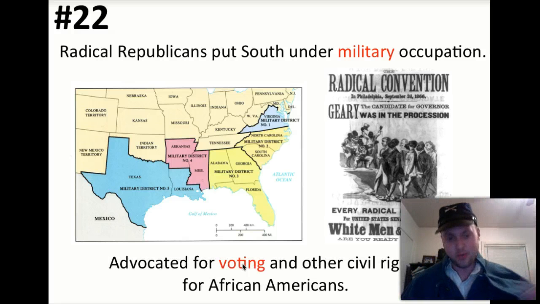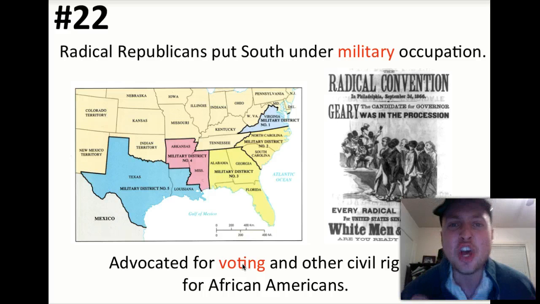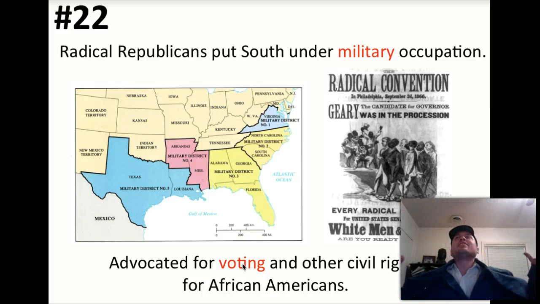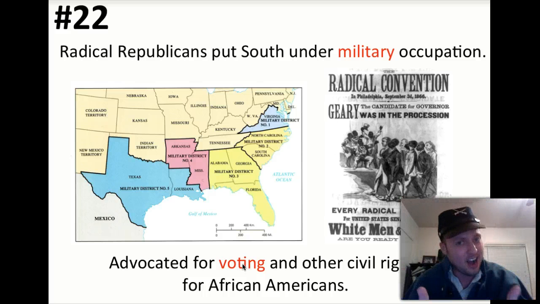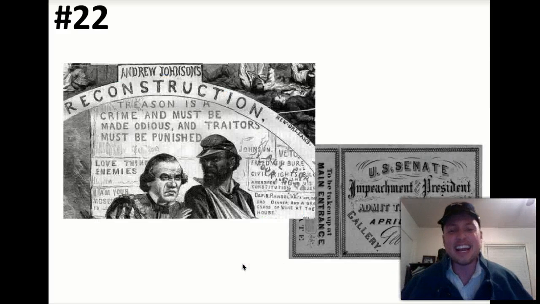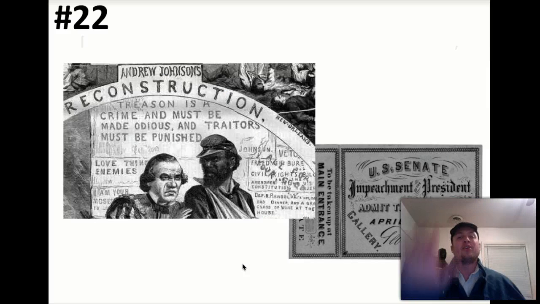But also, Radical Republicans advocated for voting and other civil rights for African Americans. In 1857, Dred Scott wasn't even allowed to be a free man, and now Radical Republicans are pushing for African Americans to vote. Exciting stuff. Still on question number 22.